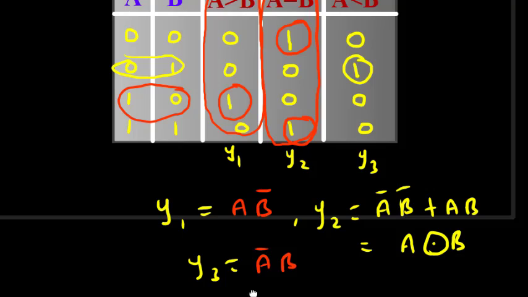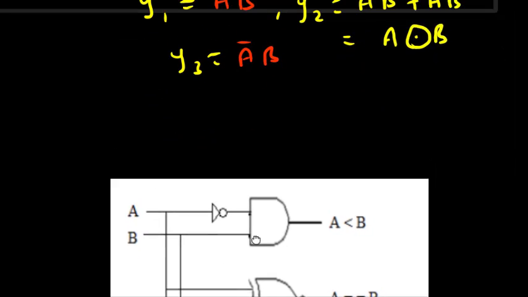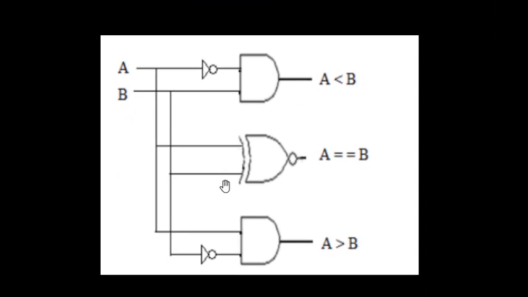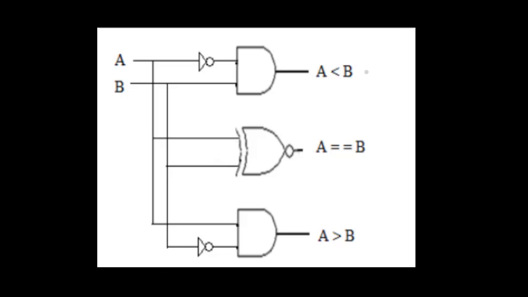So we need to draw the circuit, and here is the circuit. As we can see, this is for y3. So y3 is equal to A bar B, and this is y2, and this is y1, where we have A B bar. The A B inputs are connected to each and every gate, here through a NOT gate and here through a NOT gate, because we require A bar and here we require B bar. So this is the final circuit diagram for the 1-bit magnitude comparator.